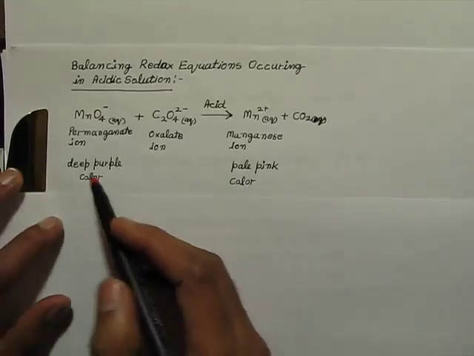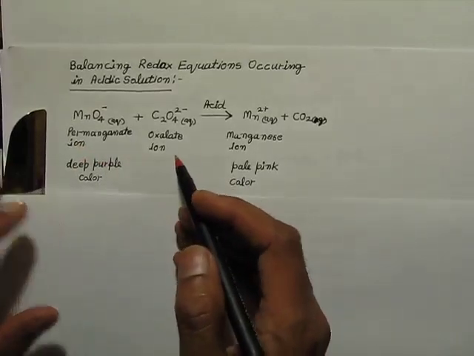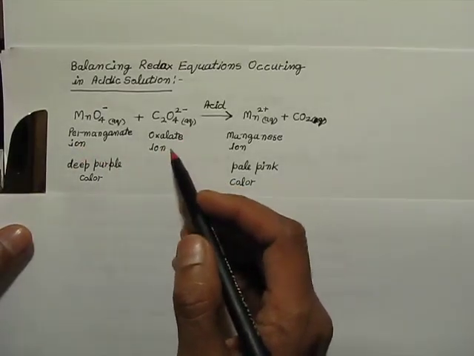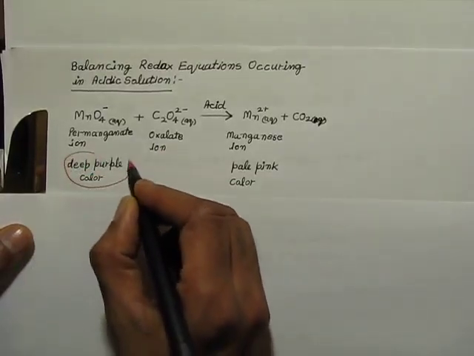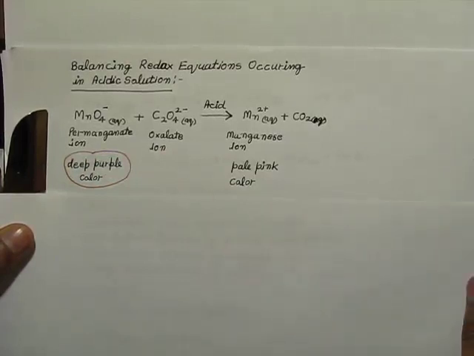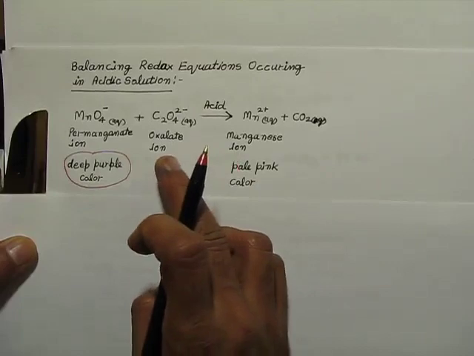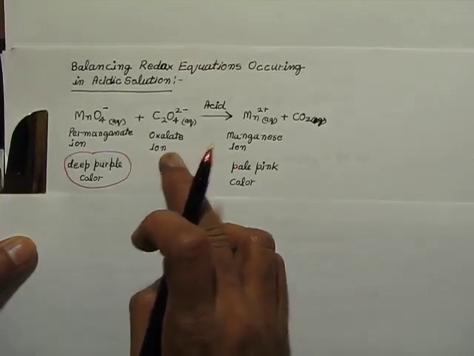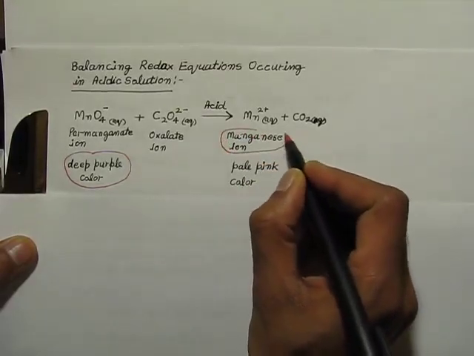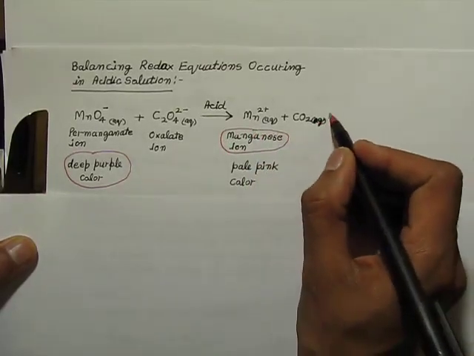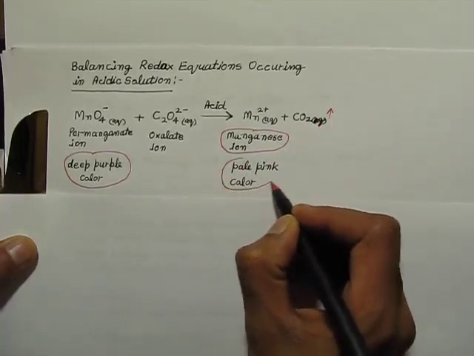For example, when permanganate ion is added to an acidic solution of oxalate ion, basically the permanganate ion has a very deep purple color, and when we add it to the acidic solution of oxalate ion, it converts into manganese ion and carbon dioxide gas is released, and the solution starts becoming pale pink in color.